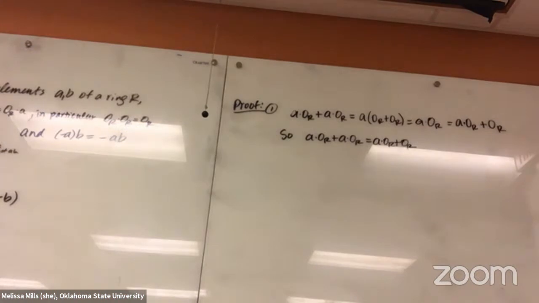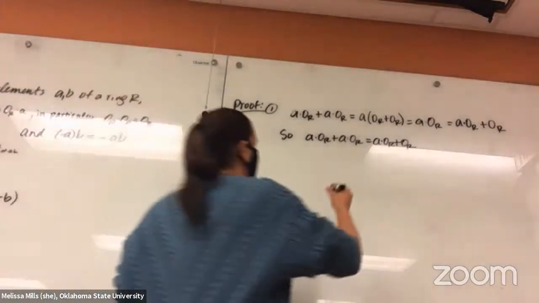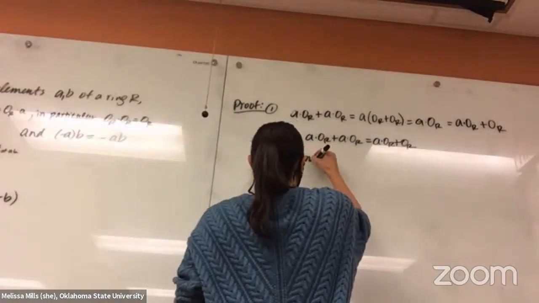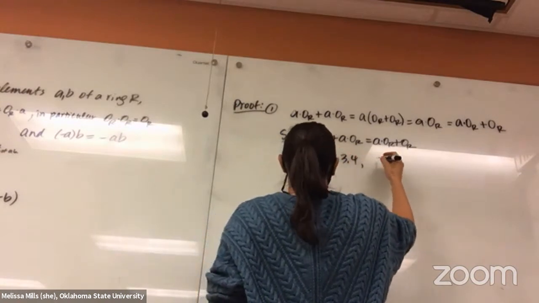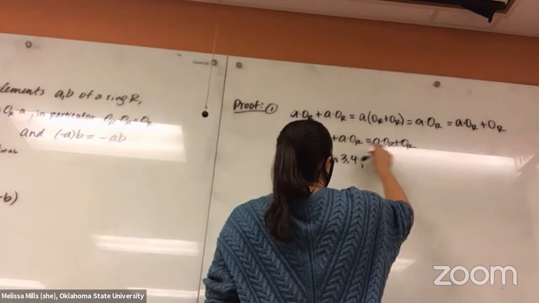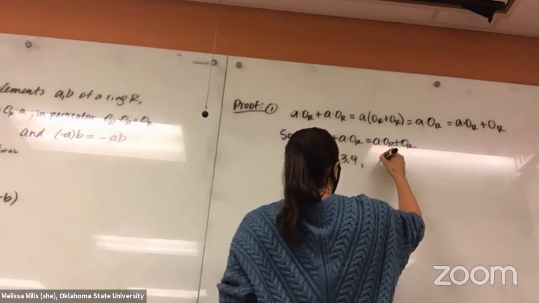Okay, that may be a lot to look at, but I want to use this theorem 3.4, the cancellation of addition, to get what? Do you see it? What can I cancel on both sides? A times 0R. A times 0R, and that gives me what I want. Okay, so I can cancel that. So by theorem 3.4, we can cancel this and that, and I just get A times 0R equals 0R.